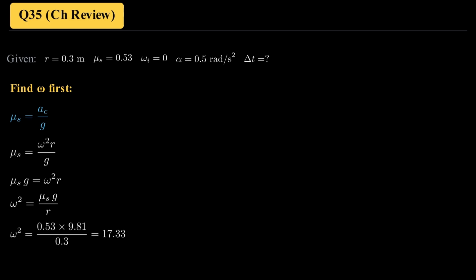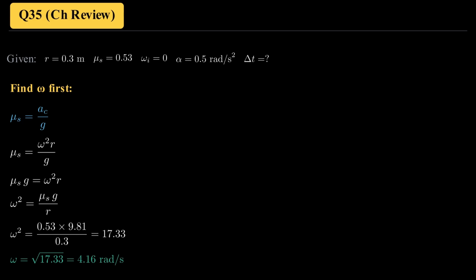Now, mu s is 0.53 times gravity 9.81 divided by radius 0.3. You're going to get 17.33. But please be careful, that's not the result. You have to take the square root of both sides. That is going to be omega equals the square root of 17.33, which is 4.16 rad per second.